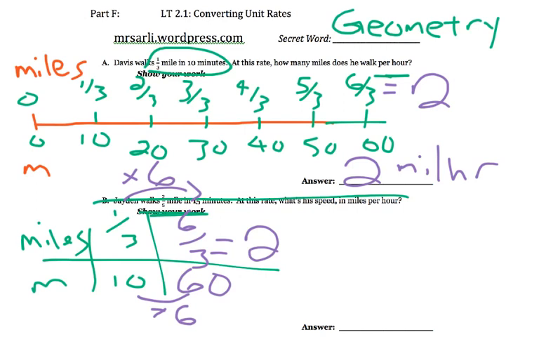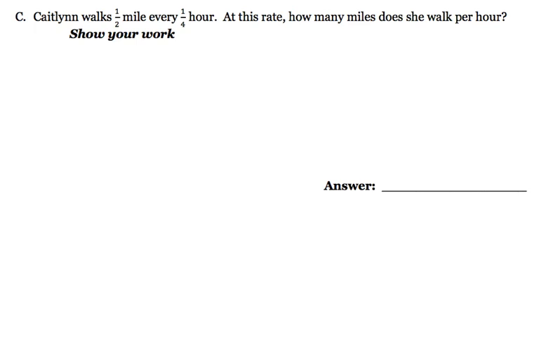Try B on your own. Again, you're trying to get to miles per hour. All right, I think right before break, problems like part C started to make sense to everybody, which is great. This one's a little different because instead of saying how far Caitlin walks in a certain amount of minutes, it's already telling us hours. It's saying Caitlin walks one half of a mile every 1/4 of an hour. So, how many miles does she walk per hour?